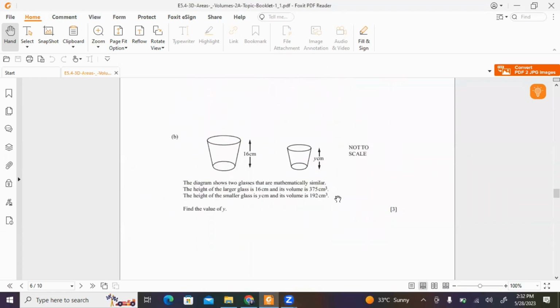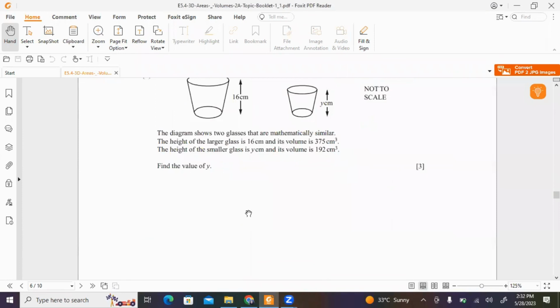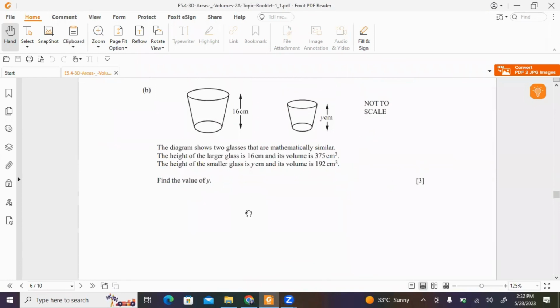Then we have another set of similar shapes, and in this case we have two glasses. They have given us the height of the bigger glass, but we don't have the height of the small glass. However, they have identified the volumes. So when you're talking about volumes in similar shapes, h1 over h2 whole cubed would equal v1 over v2. So v1 is basically the volume of, let's say, this smaller glass.